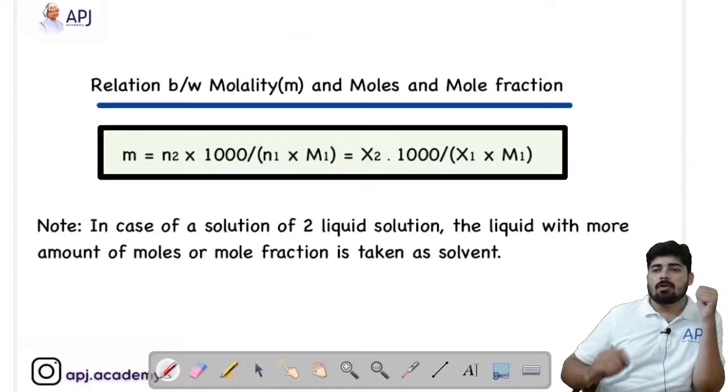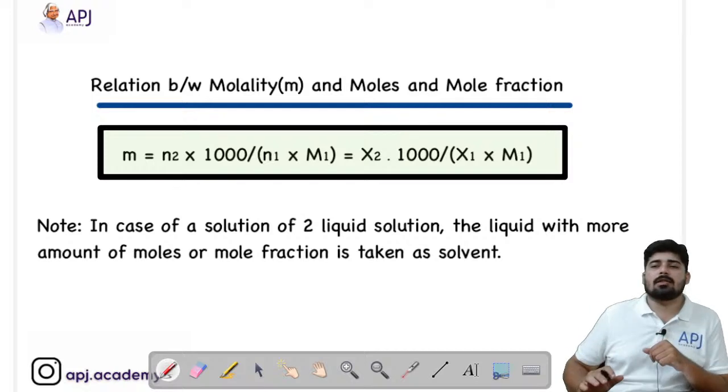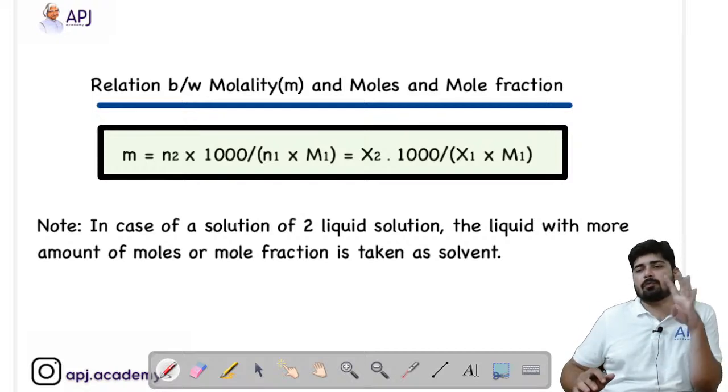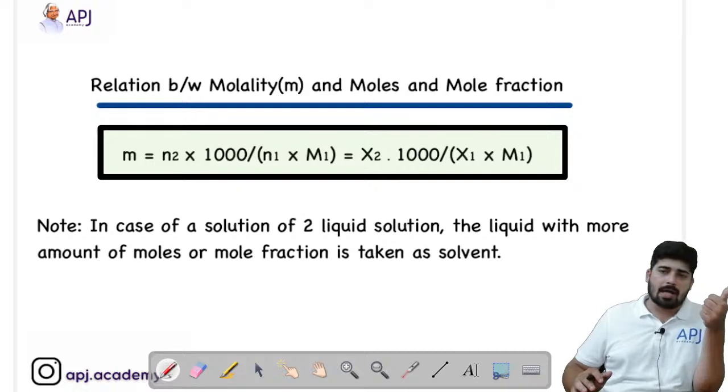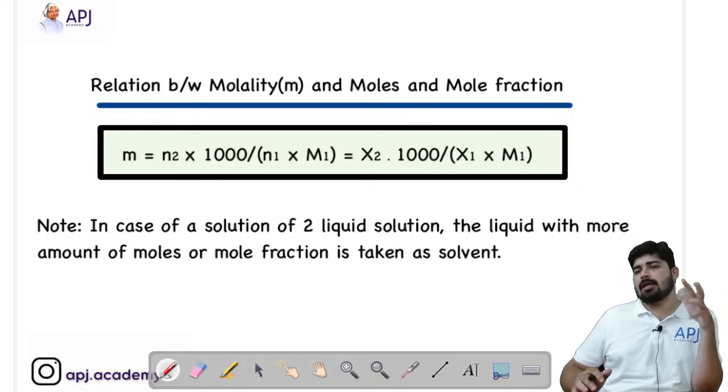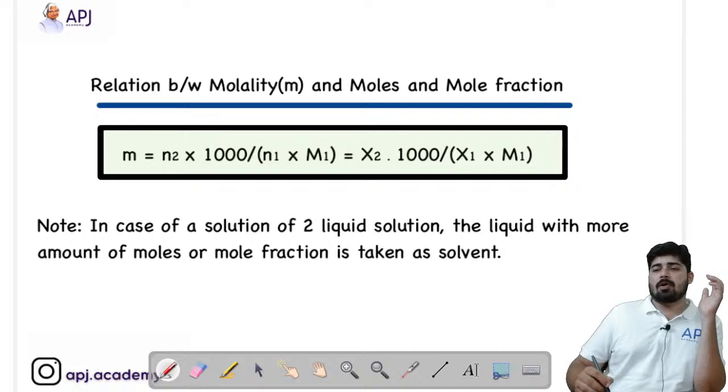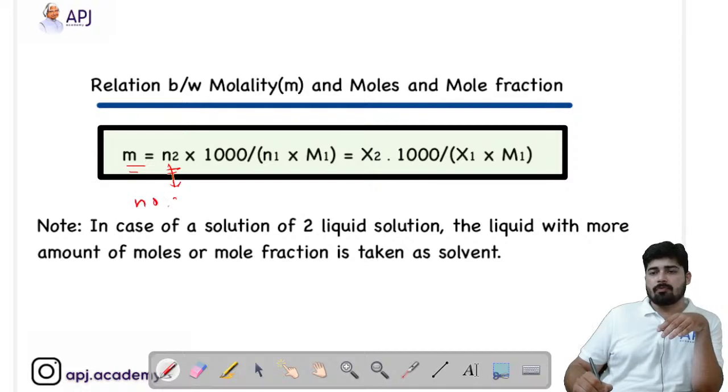Now we have dealt with all the equations dealing with the four concentration terms, that is molarity, molality, normality and mole fraction. Now this is another important relation, the relation between molality, moles and mole fraction. So you have to learn this. Molality is equal to the number of moles of solute into 1000 divided by the number of moles of solvent.